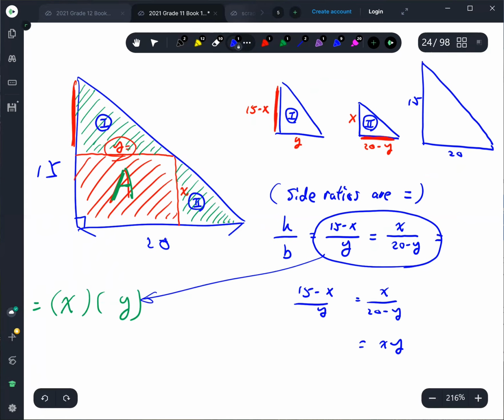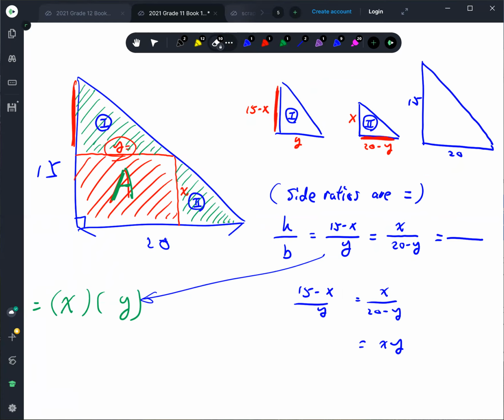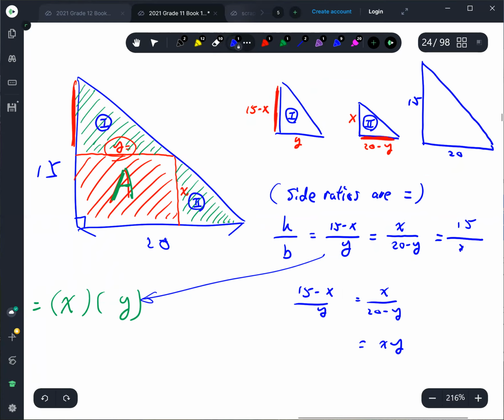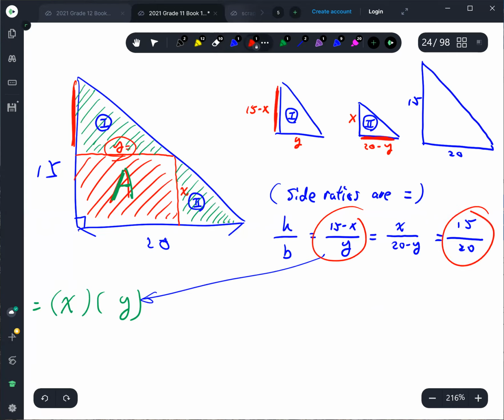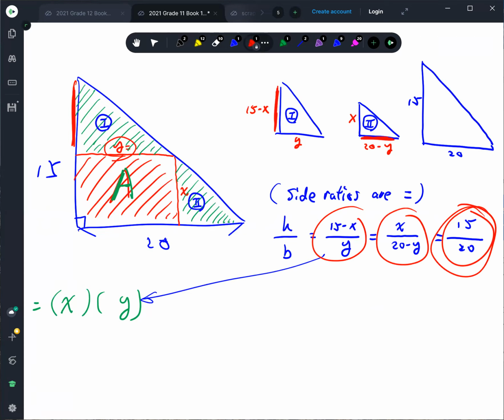Okay, so if I include that, the height to base will be 15 to 20, right? Because these three triangles are all similar. Makes sense so far? Yeah. So you can pick any of the two pairs. You can either do this with the 15 and 20, or this one with the 15 and 20. Okay, so which one?